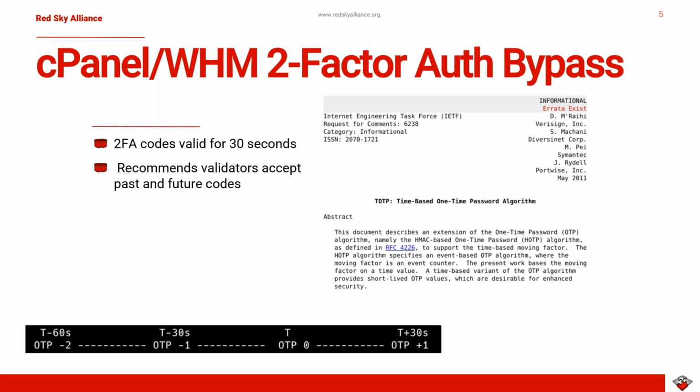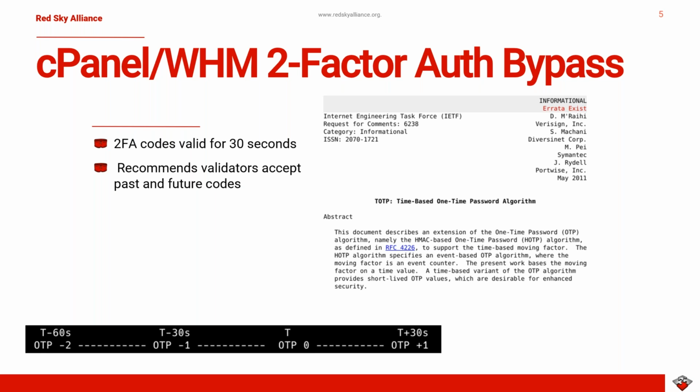I kind of illustrated this here in this black and white diagram. If you take a look at it, at time t, which represents the current time, one-time password 0 is valid for the current time. However, the validator, the cPanel software, if it follows the RFC, which most validators do, should accept the other 3 one-time passwords represented here, one that would be valid at the current time plus 30 seconds, and 2 others that were valid 30 seconds ago, and another one that was valid 60 seconds ago.